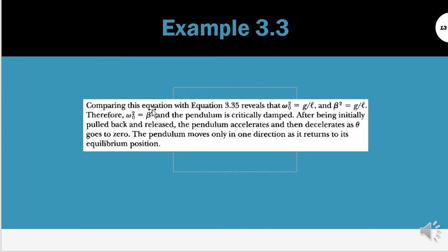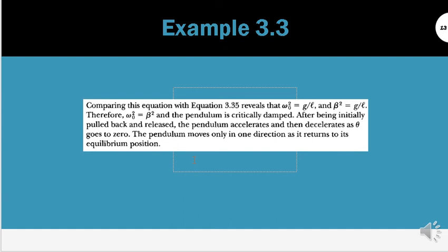And you find out that in this case, this is a critically damped situation. After being initially pulled back and released, the pendulum accelerates and then decelerates as theta goes to zero. The pendulum moves only in one direction as it returns to its equilibrium position.